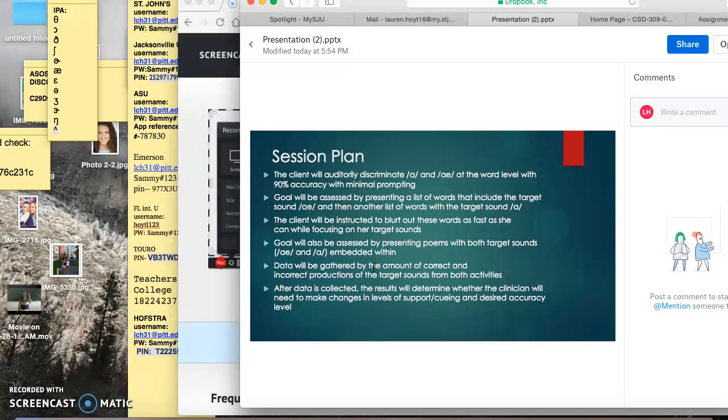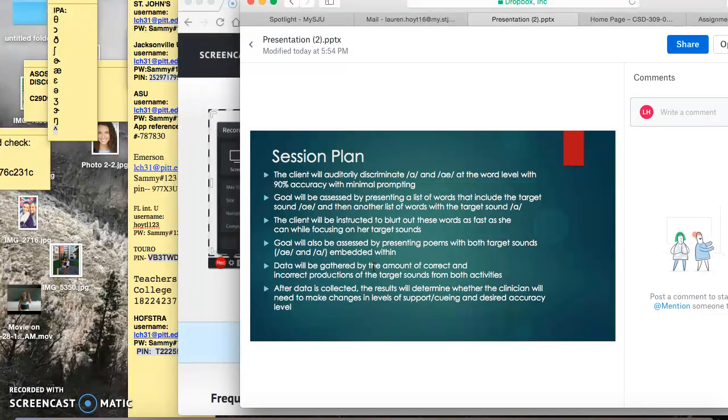For our session that was recorded, the goal was for the client to auditorily discriminate two target sounds at the word level with 90% accuracy with minimal prompting. The goal was assessed by presenting a list of words that included the first target sound, and then another list of words with the second target sound.